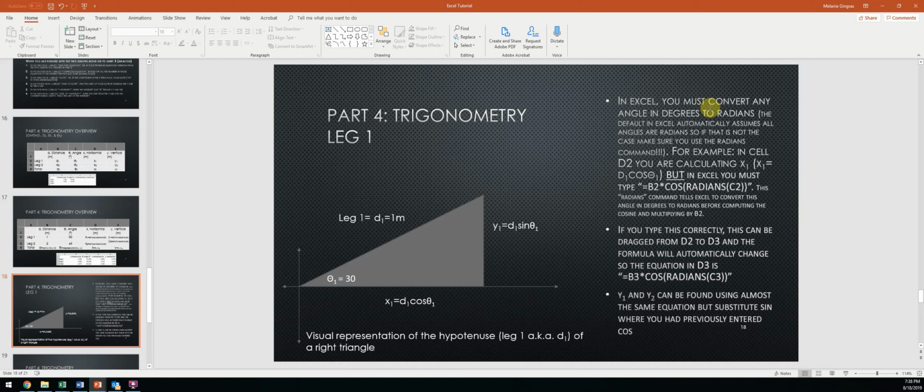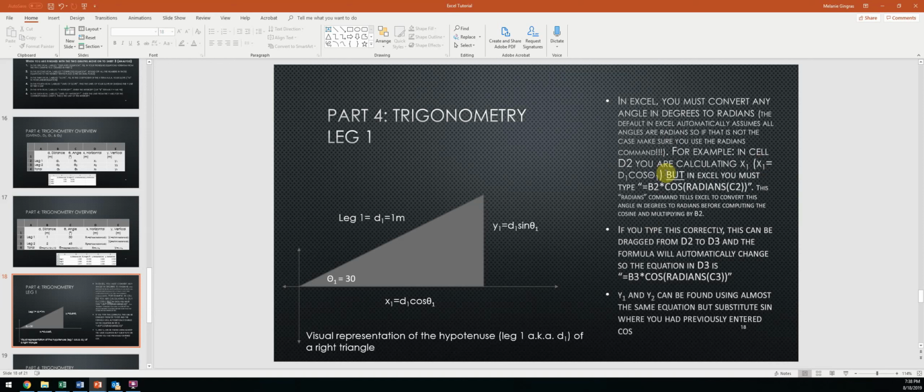So if you're not working with radians, and we're not going to be working with radians this semester, we are going to need to convert. That means we don't want Excel to automatically assume all angles are radians, so make sure that we're using the radians command. For example, in cell D2, we're trying to calculate x1. The simplified equation is x1 is equal to d1 cosine of theta 1.